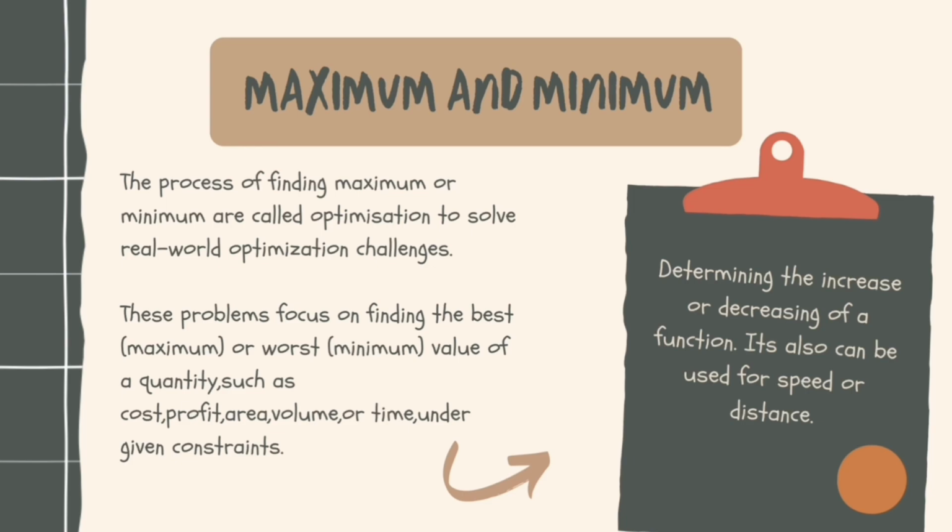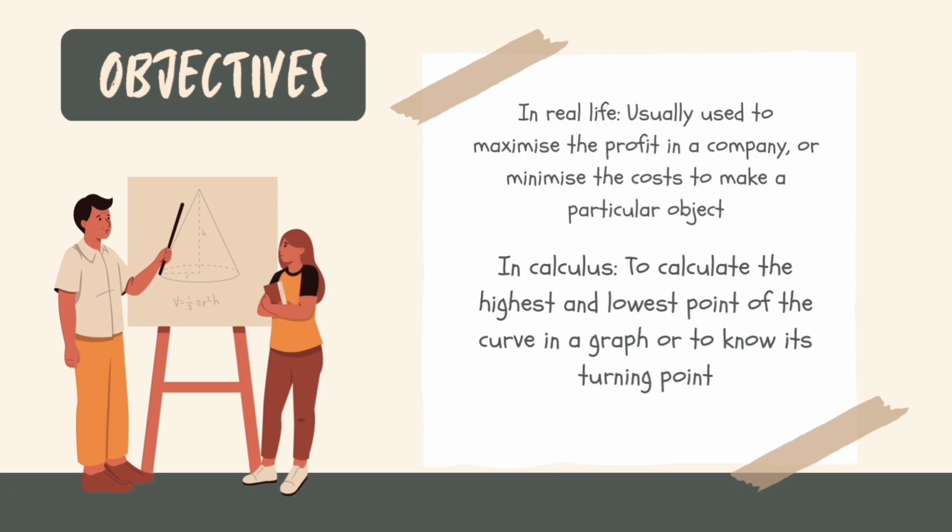Determining the increase or decrease of a function can also be used for speed or distance. In real life, we usually use maximum and minimum to maximize the profit in a company or minimize the cost to make a particular object. However, in calculus, we use maximum and minimum to calculate the highest and lowest point of the curve in a graph, or to know its turning point.